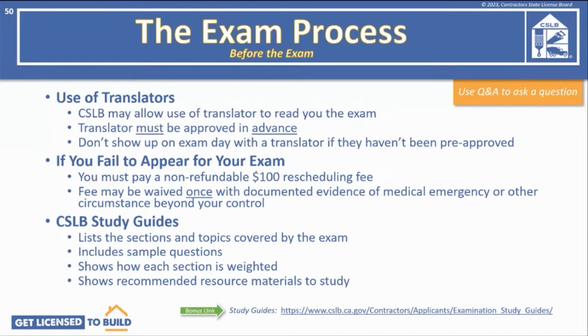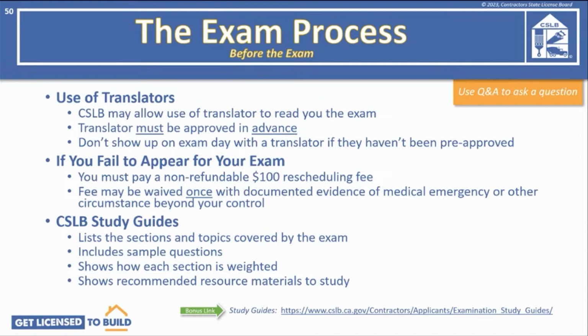When you have an exam date, make sure you do not miss it. If you fail to appear for your exam, you will have to pay a non-refundable $100 fee to reschedule. That fee may be waived once with documented evidence of a medical emergency or other circumstance beyond your control.